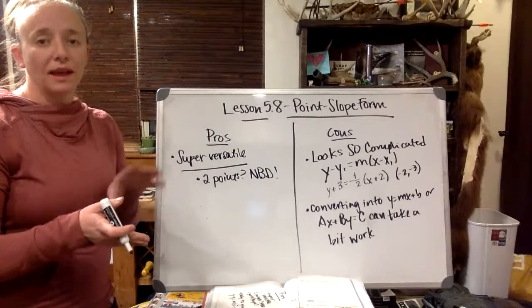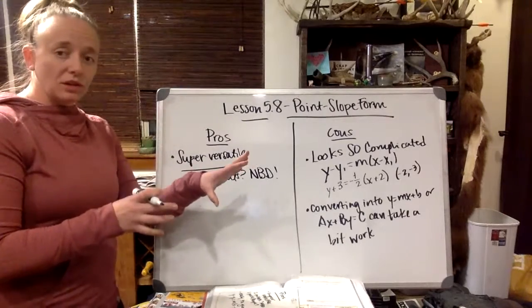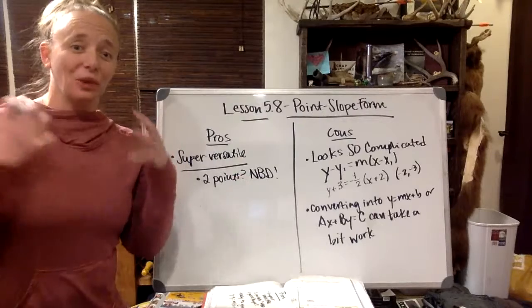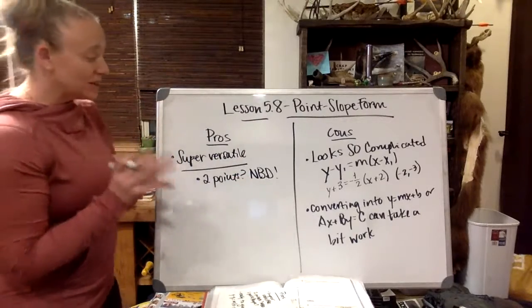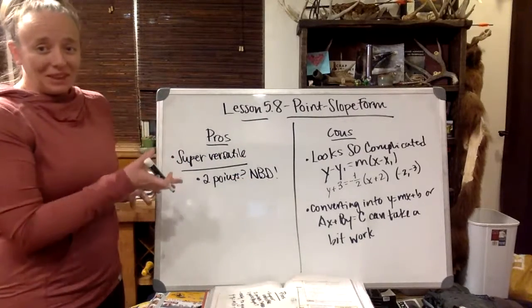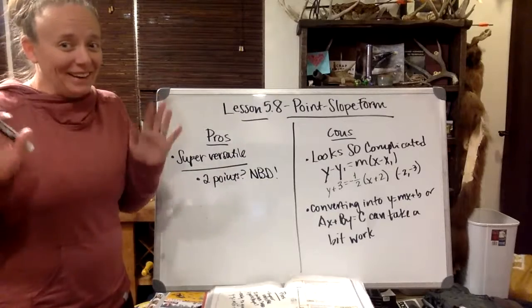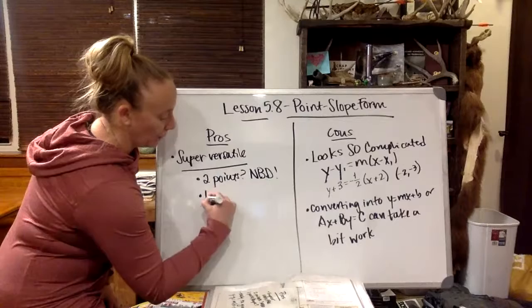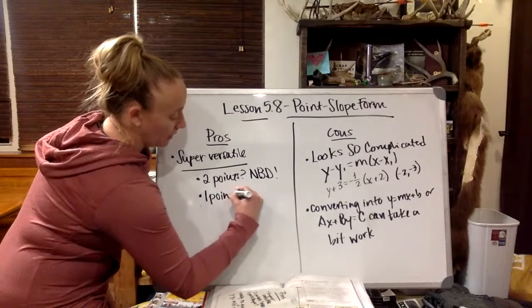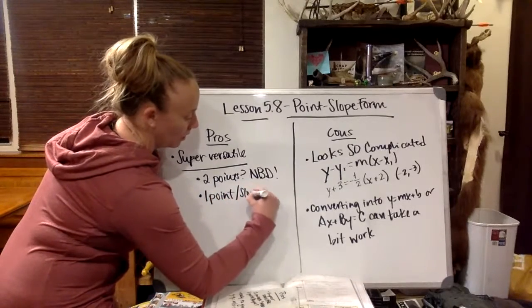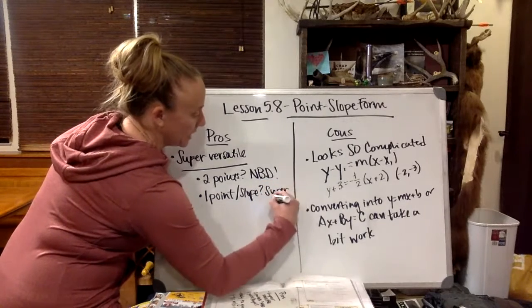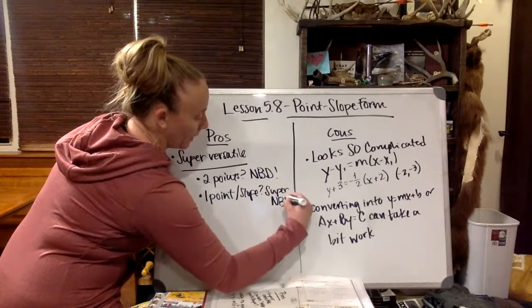With 2 points, you can then take that slope that you just found and take one of those 2 points. It doesn't even matter which one. It doesn't matter if one of those is an intercept or not. You can just take one of those points and the slope and create an equation, and you're done. Done. It's amazing. So 2 points, no big deal. If you have 1 point and the slope, super no big deal, because then you are done right away.